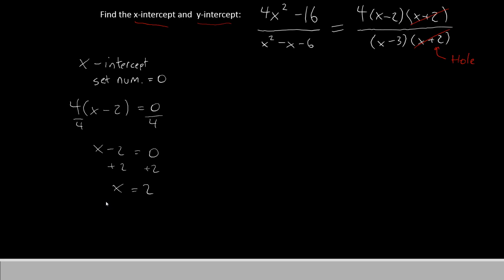Of course, it's not enough just to get the x value. You need to write it as an ordered pair, which is (2, 0). We'll use this in our next episode when we graph the function. For now, let's move on to the y-intercept.